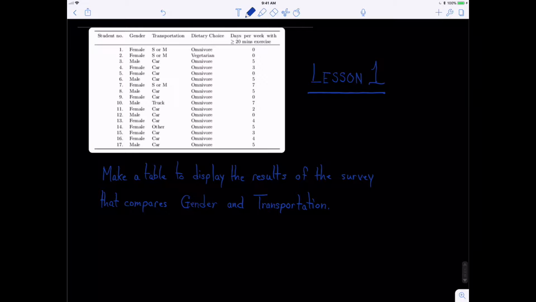Today, what we're going to do is make a table to display the results of a survey that compares gender and transportation.